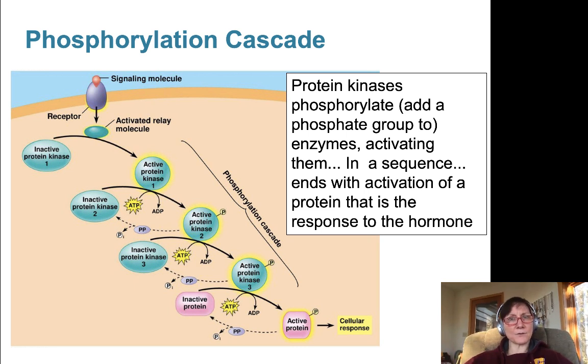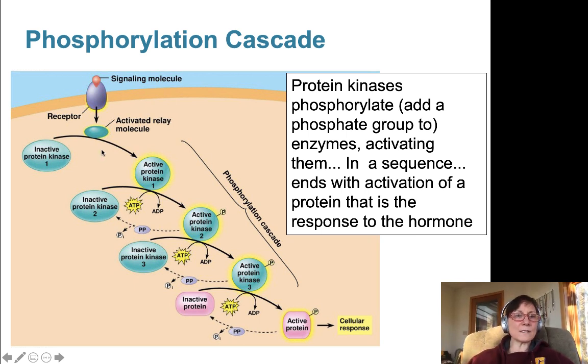All right, so what about those phosphorylation cascades? Well, even this diagram doesn't go into the gory details, but think of it this way. Once that signaling molecule has bound to the receptor, you then have the activation of a molecule, which is then going to cause a series of chemical reactions to fall into place like a waterfall. So I say here, protein kinases phosphorylate. If you don't remember, that adds a phosphate group to an enzyme, and it's going to activate them in sequence.